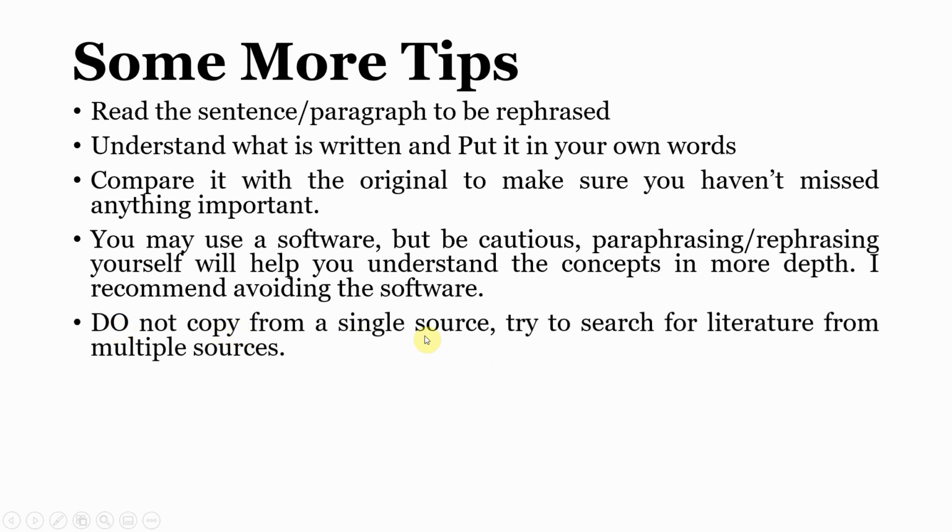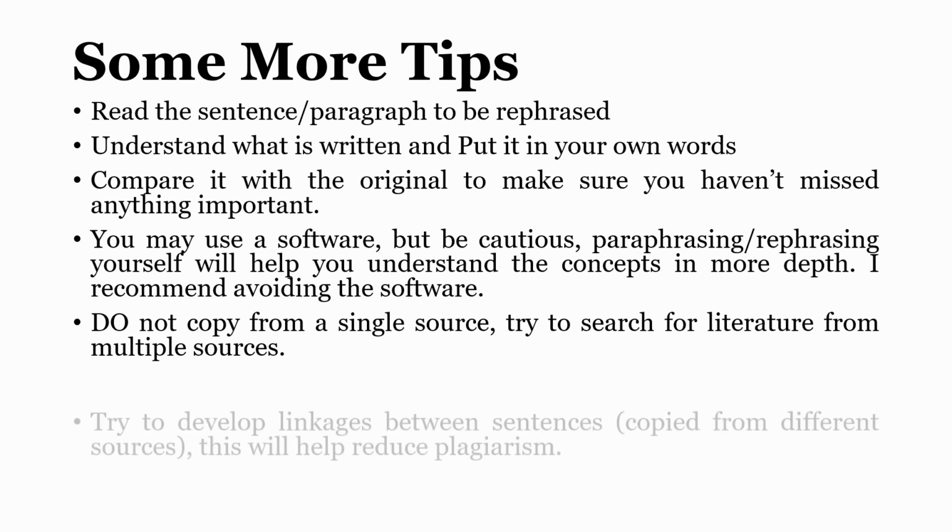Do not copy from a single source. Try to search literature from multiple sources. For example, let's say you've got a phrase, a paragraph or a sentence from one particular source. When you are paraphrasing that source, try to look for similar ideas presented by other authors. This will strengthen your literature because now you are quoting multiple sources. And your knowledge and your ability to use different vocabulary to avoid plagiarism will obviously increase as well.